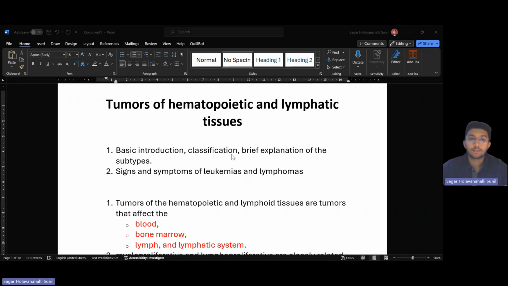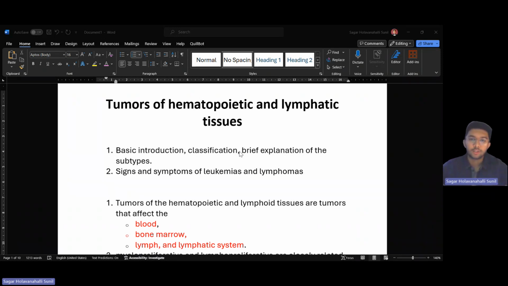Because that's the best and most efficient way to do it, I'm just going to run through the things that you would have to include for this, and I won't go into the details of hematopoietic and lymphatic tissue tumors because you're going to cover the same thing even in organ systems. So there'll be a dedicated video for that where I'll explain in greater depth.